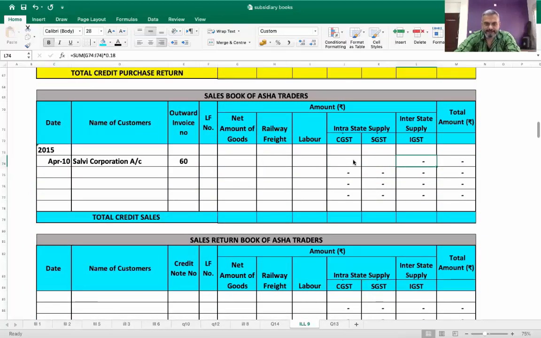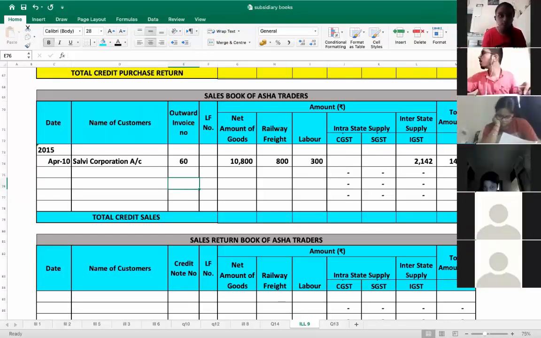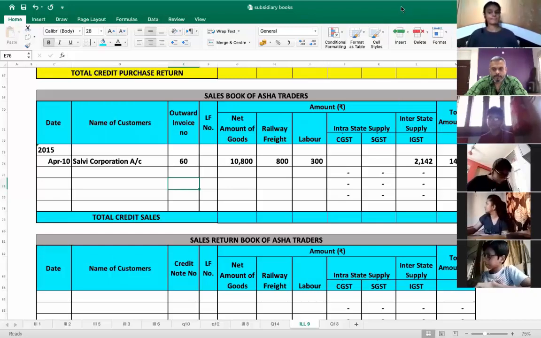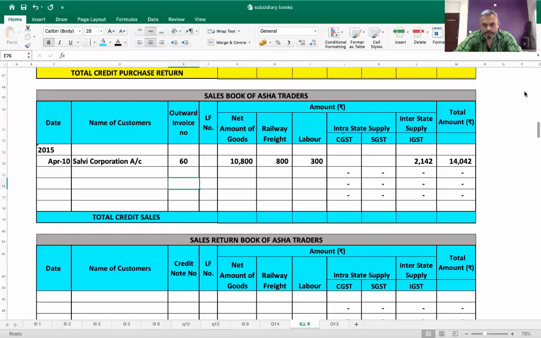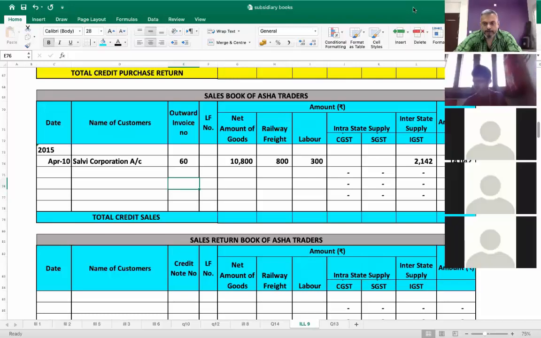Now here there will be only IGST, okay? So 12,000, 10% trade discount, so 10,800. Railway freight is 800 and labor is 300. So take the total of all three, 11,900 into 18%, 2142, plus is equal to 14,042. Got it?